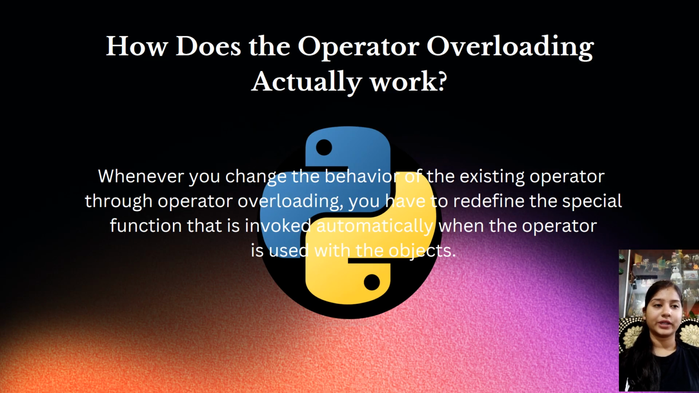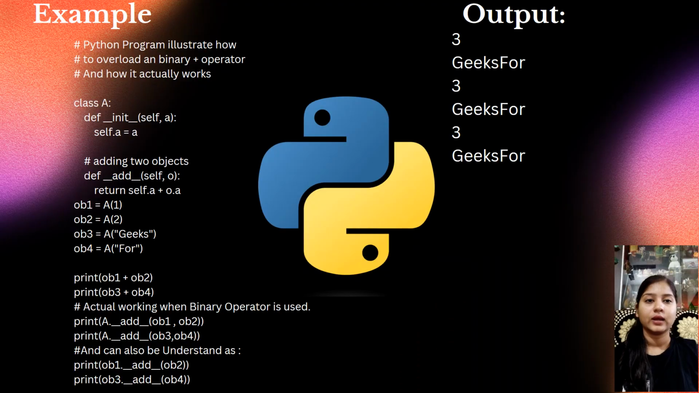How does operator overloading actually work? Whenever you change the behavior of an existing operator through operator overloading, you have to redefine the special function that is invoked automatically when the operator is used with the objects. The following example helps us to know how to overload a binary plus operator and how it actually works. The output is also displayed.